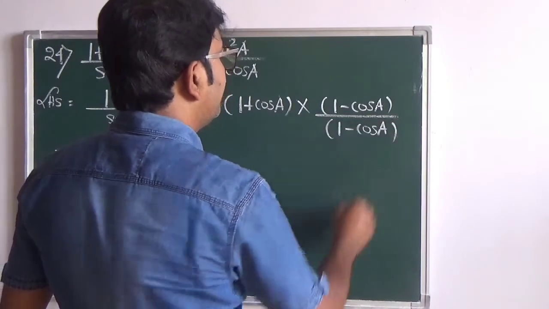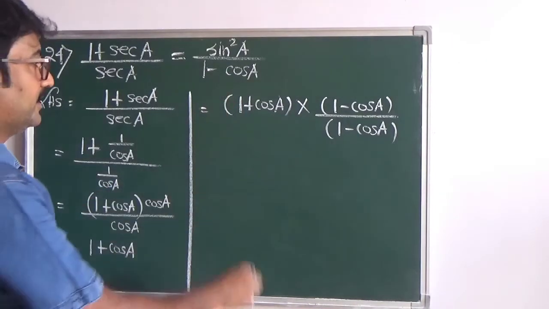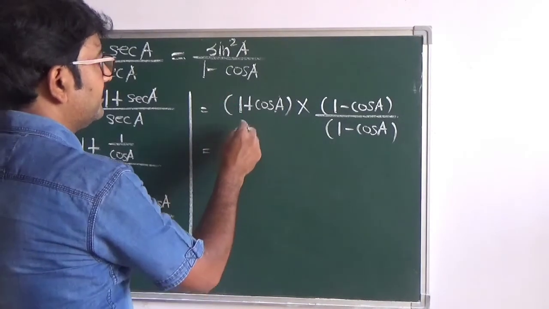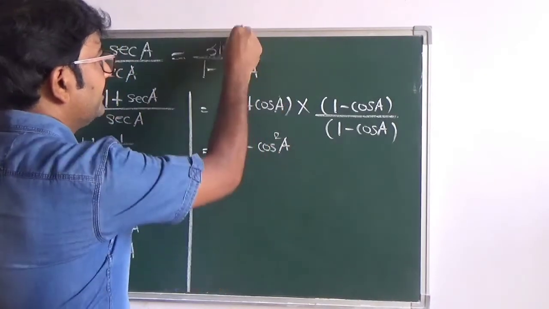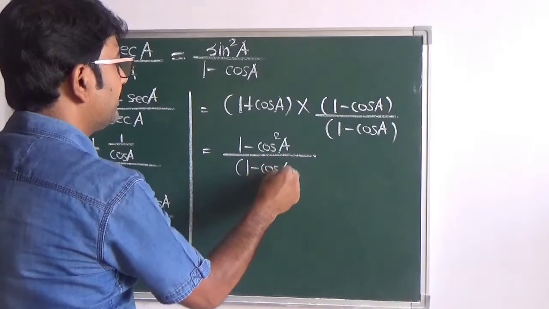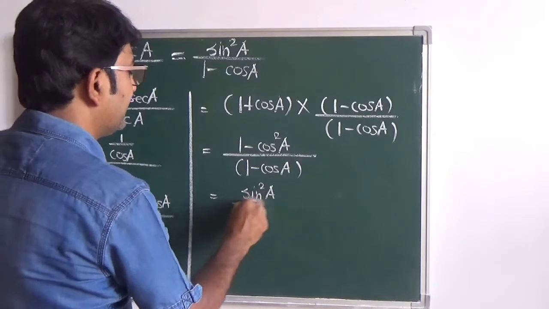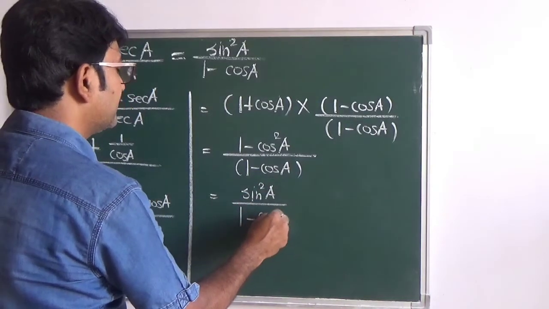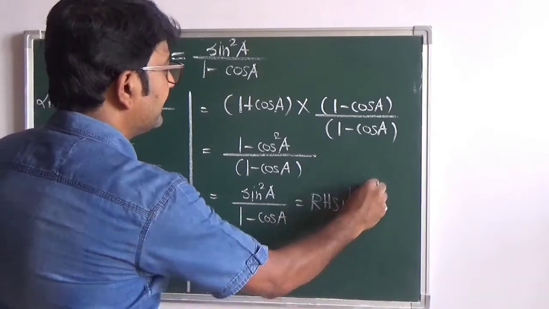I am doing it because my final result requires 1 minus cos A in the denominator. So it is 1 minus cos square A. We are getting the numerator value, and this is 1 minus cos A, the denominator. So finally we have sin square A by 1 minus cos A, which is the value on the right hand side.